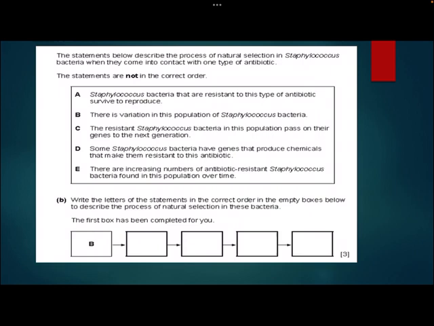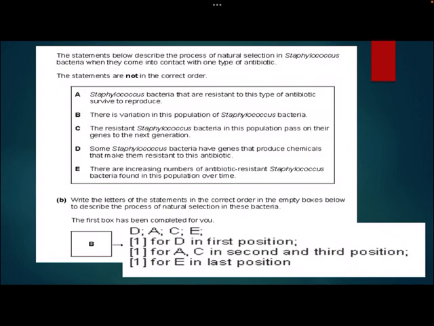So B was done first. There is variation in this population. So the next one that we would have would be D. Some have genes that produce chemicals that make them resistant. Then A, they are able to survive and reproduce. Then C, they pass on their genes to the next generation. And then E, there's increasing numbers of the antibiotic-resistant bacteria over time. So you can see 1 mark was given for D being in the correct position, 1 mark for E being in the last position, and then 1 mark for A and C being in the 2nd and 3rd position, in that order.